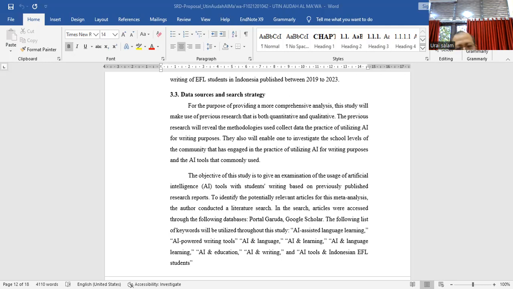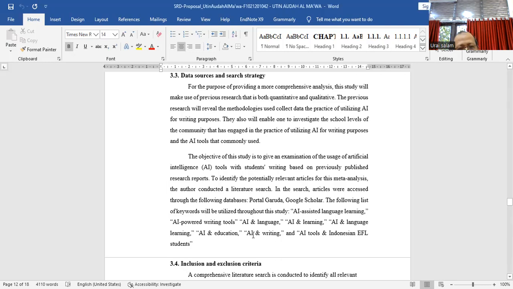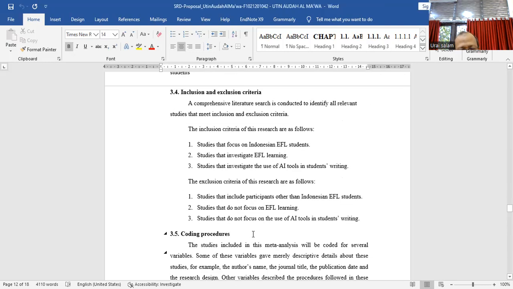Kalau ini saya cuma menjelaskan tentang exclusion saja. Kan not meta, not perception, not Indonesian, not AI application. Oke, itu metodologi.